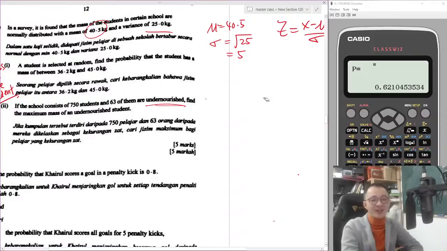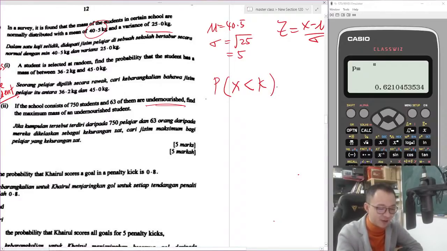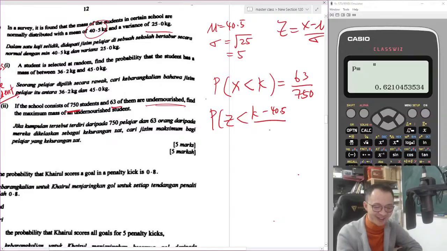So you just imagine if you lack vitamin, you will become very tiny, right? You will become very thin. So therefore, your mass must be less than a certain number, right? Because in this case they don't tell you whether it's less than or more than, you kind of need to understand the meaning of undernourished here. So the value I do not know, I put a K for it, okay? Then I know this one is 63 out of 750 is a probability. So I just want to solve this one to find my K value here. I'm lazy, I actually want to do it using the calculator, but here I'll be kind and show you some working. This one is 63 divided by 750. Okay, 0.084.